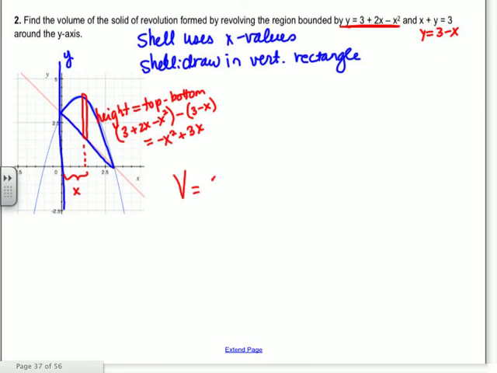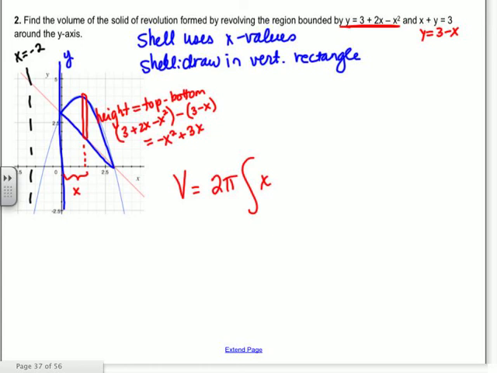So my shell method is 2 pi. My radius is x. When would it not be x or y? When you're not going around the x or y axis. So think if it was over here. Think if we were going around x equals negative 2.